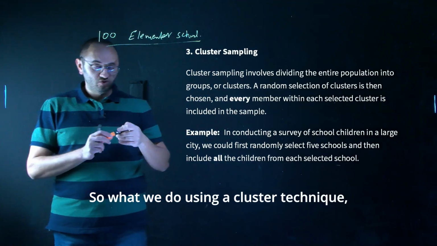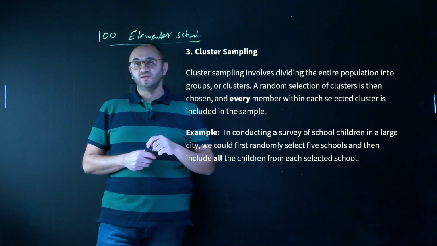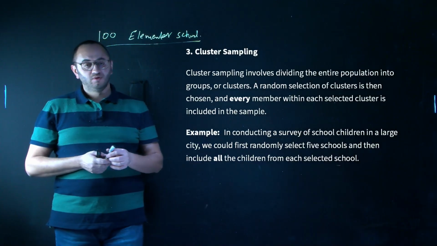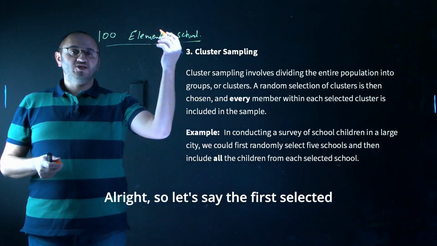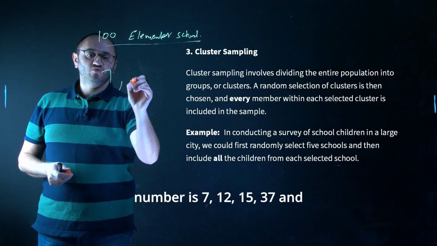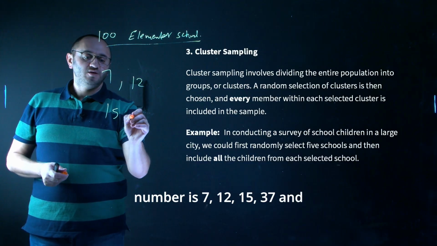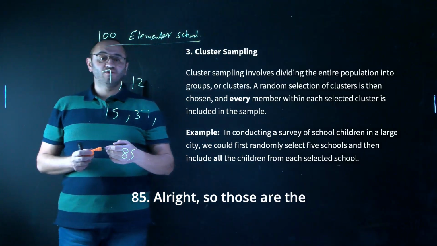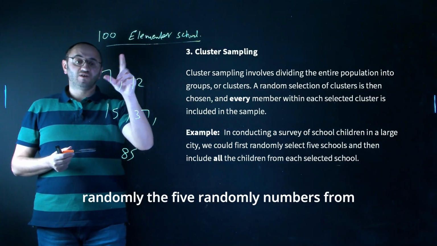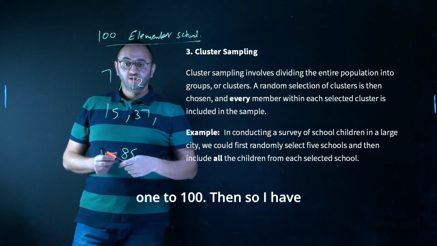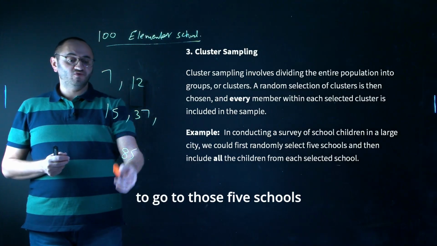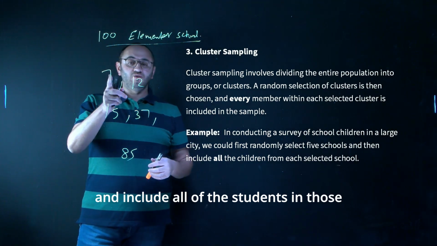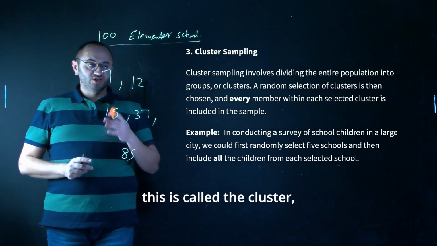So what we do using a cluster technique, we randomly select 5 numbers from 1 to 100. Let's say the first selected numbers are 7, 12, 15, 37, and 85. Those are the 5 randomly selected numbers from 1 to 100. Then I have to go to those 5 schools and include all of the students in those schools in the survey. So this is called the cluster.